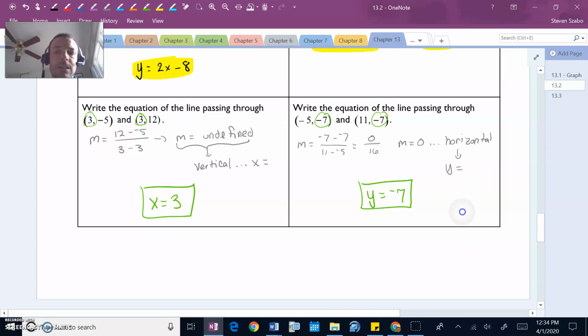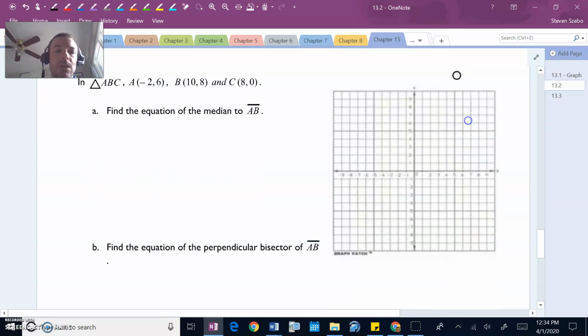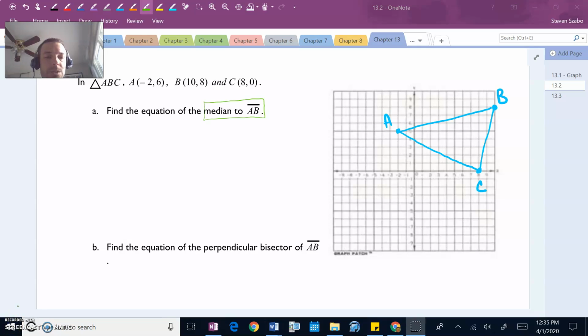Alright, and then the last set of problems I have for us is to talk about this with triangles. So, I will also be posting a sheet with a bunch of graph papers on there, so if you need access to some extra graph papers, you can print that off if you have access to a printer at home.